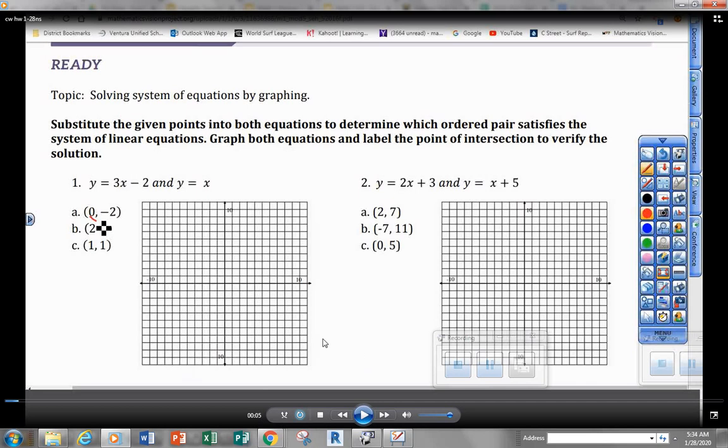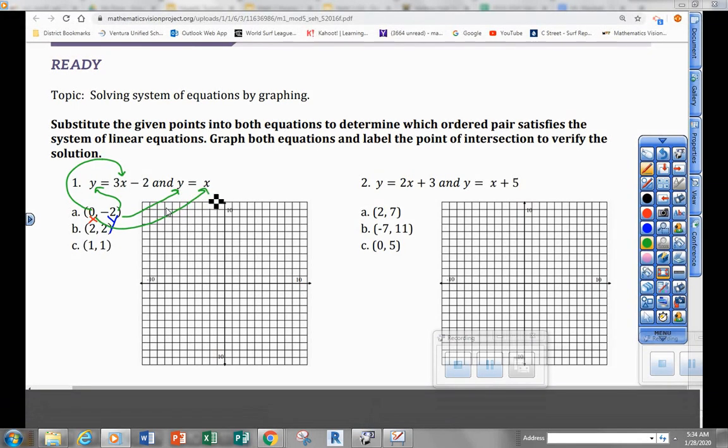First one is on page 2, 1 through 4. What I'd like you to do for those is plug those points in for X and Y, see which one satisfies both equations, and then graph it and see with your eyeballs that that point is the solution point. So again, you can see module 5 is review of systems. We're picking up where the district wants me to start. So we're doing systems a little bit more in quarter 3.